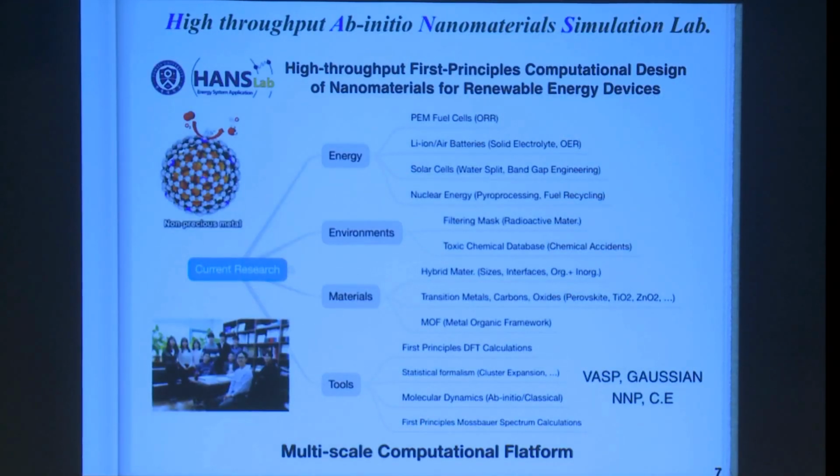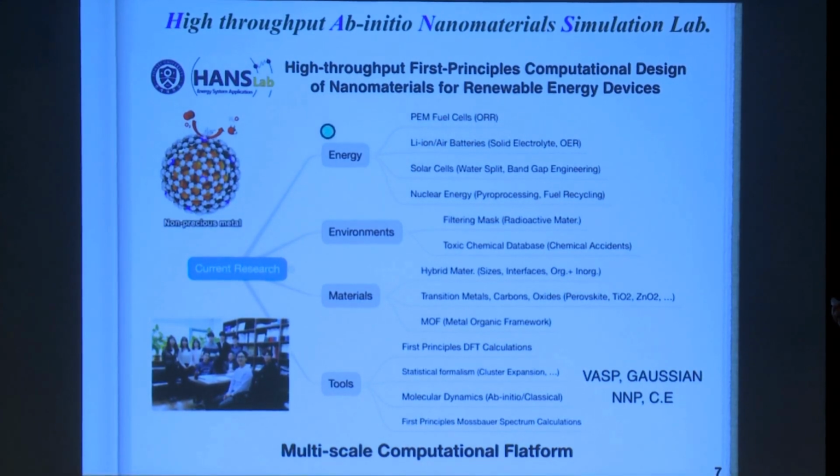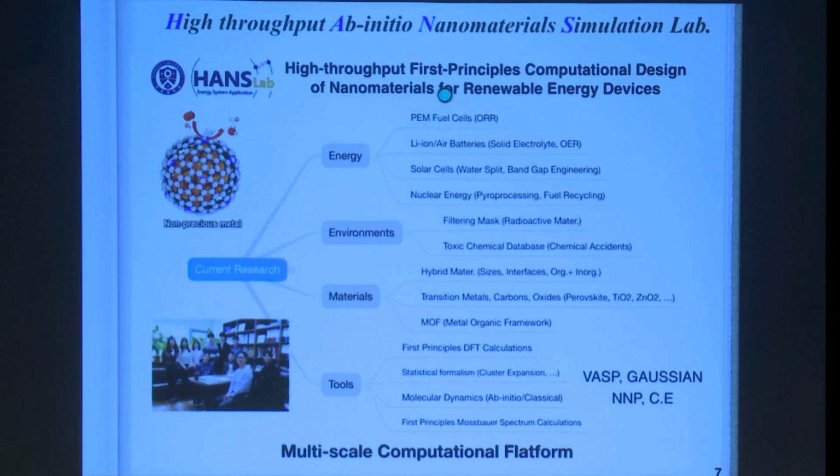My group is working on many fields. I'm mostly working on the renewable energy sector, fuel cells and lithium-ion batteries. I got a PhD from MIT Material Science Department, on lithium-ion batteries and solar cells. And some part of my research work is about nuclear energy, especially on pyroprocessing and fuel recycling targets. And I'm going to show an example of my work in this field.